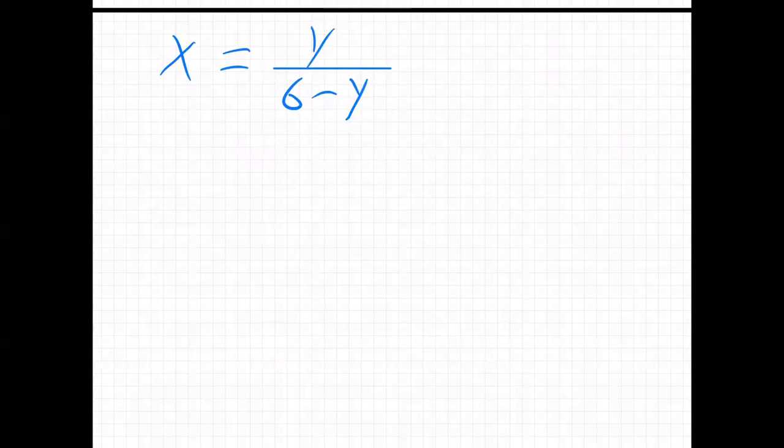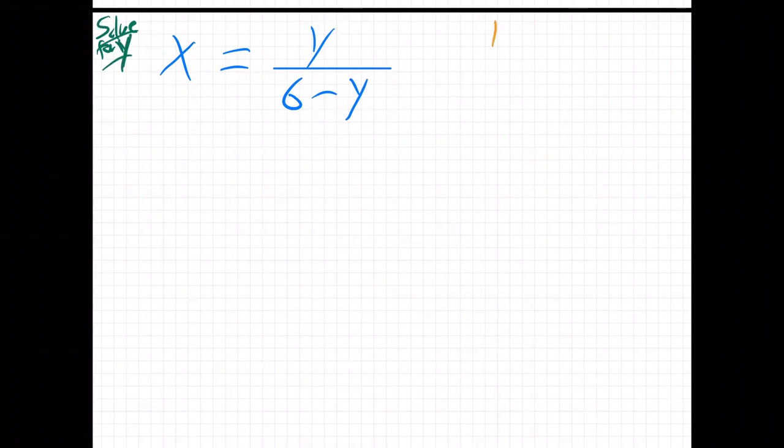So on this problem, they want us to solve for y. Let me write that over here. Solve for y. I'll squeeze it in. They want us to solve for y. So how do we solve for y?